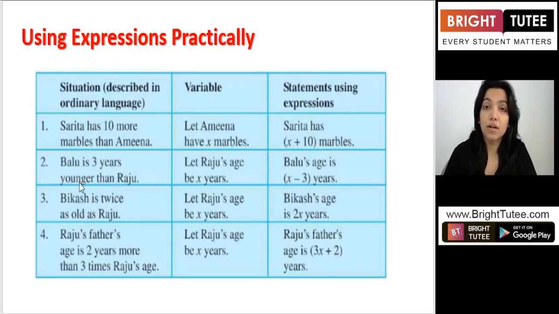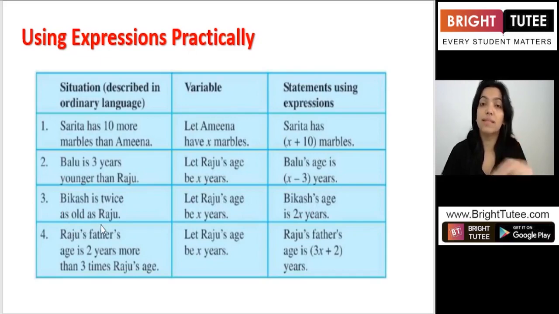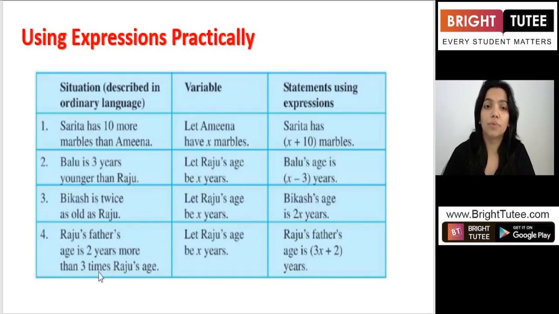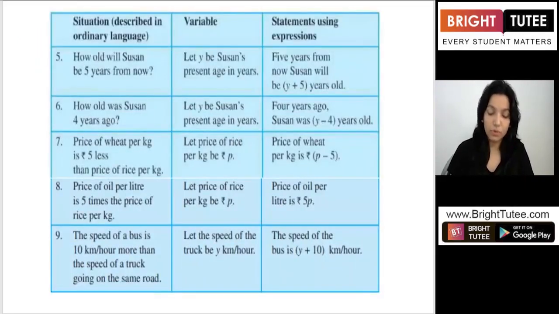Now let us see the second one. Balu is 3 years younger than Raju. So if Raju's age is X years, then Balu's age is X minus 3 because he is 3 years younger. Then it says Bikash is twice as old as Raju. Twice as old. So if Raju is X years old, Bikash will be 2X years old. Raju's father's age is 2 years more than 3 times Raju's age. So if we assume that Raju's age is X years, then 3 times Raju's age is 3X, and then add 2 to it. Right? Let's see some more examples.